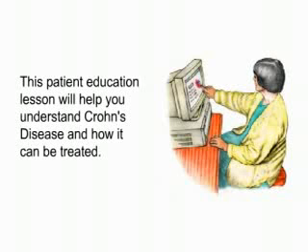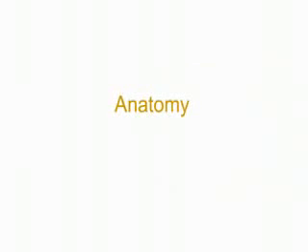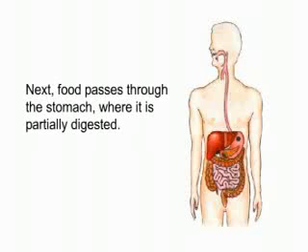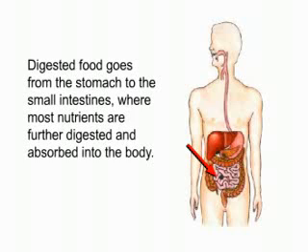This patient education lesson will help you understand Crohn's disease and how it can be treated. Anatomy. Swallowed food goes through the esophagus, which is the feeding tube. Next, food passes through the stomach, where it is partially digested. Digested food goes from the stomach to the small intestines, where most nutrients are further digested and absorbed into the body.